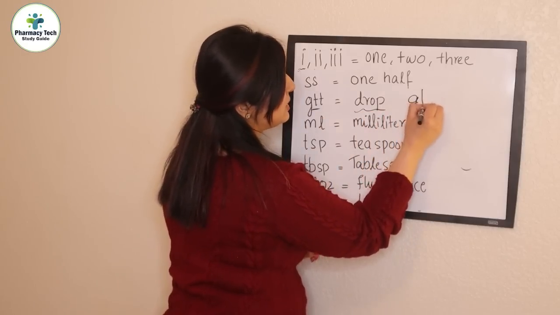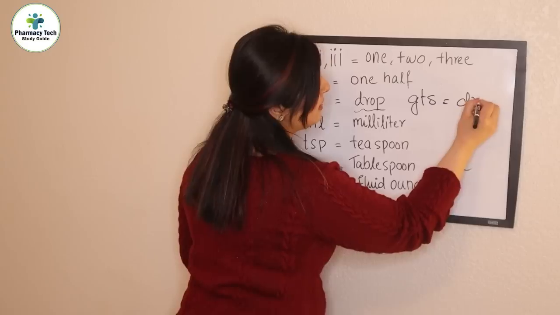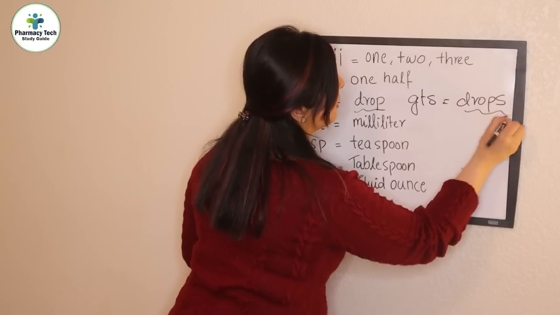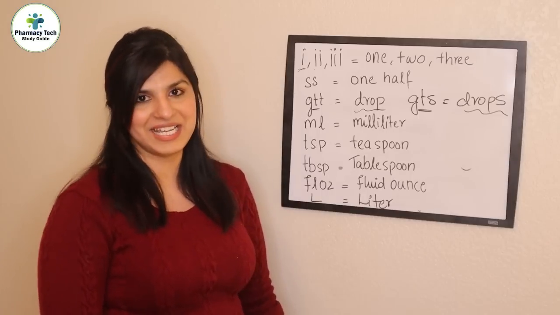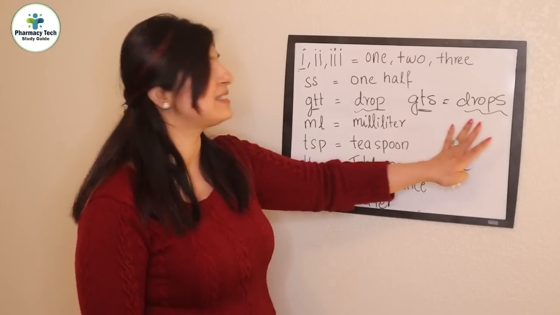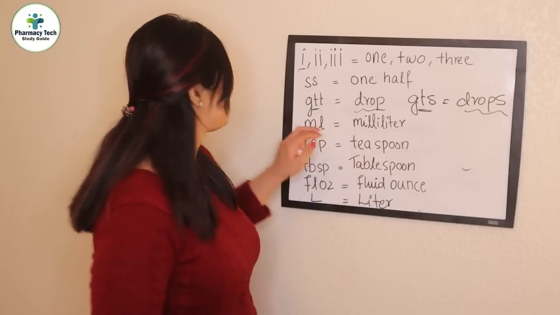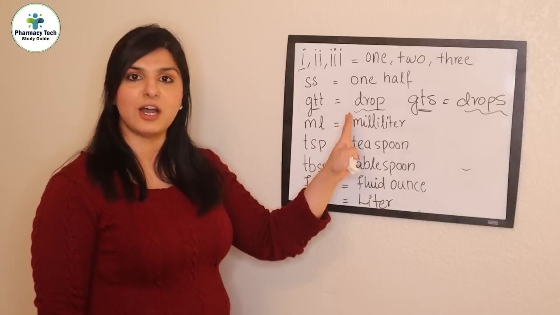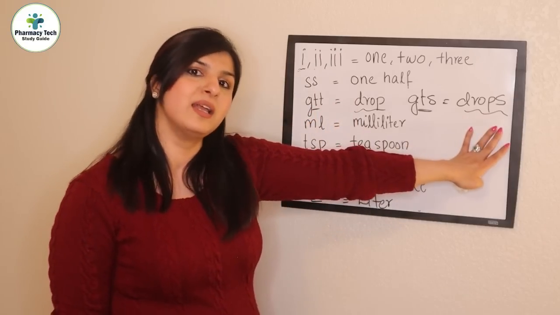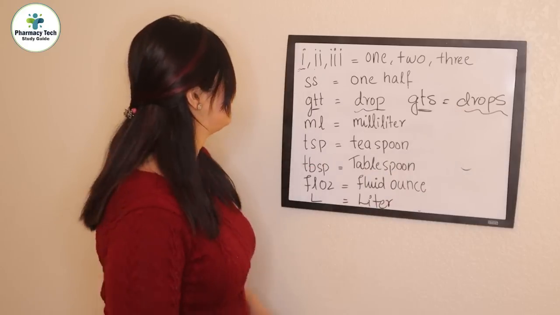But if you see GTS, that means drops, so that's the plural, if I can say that word right. So GTS is the plural of drops. GTT is just a single drop. GTS would be multiple drops, so drops.